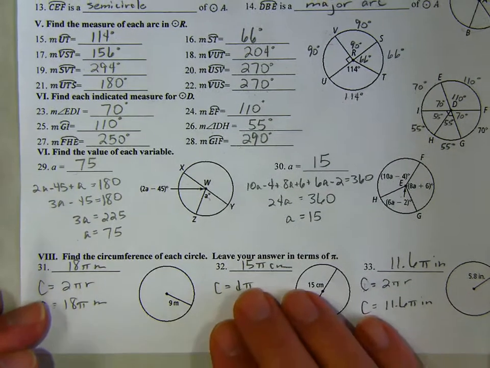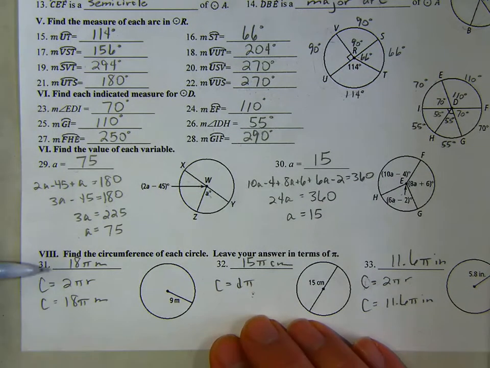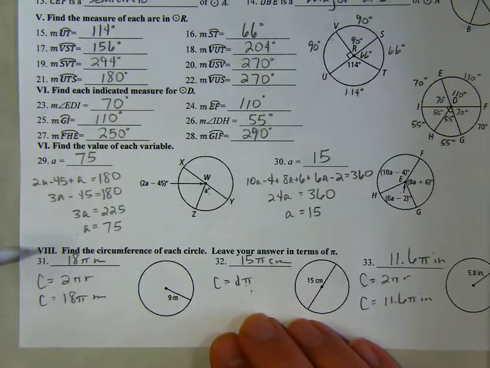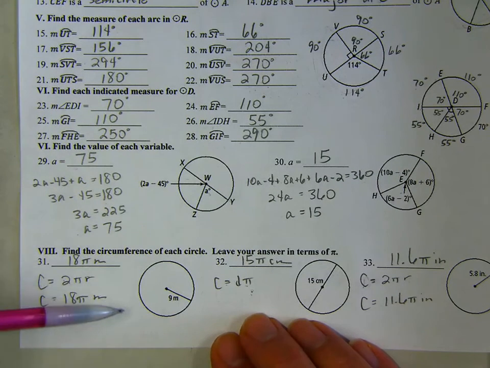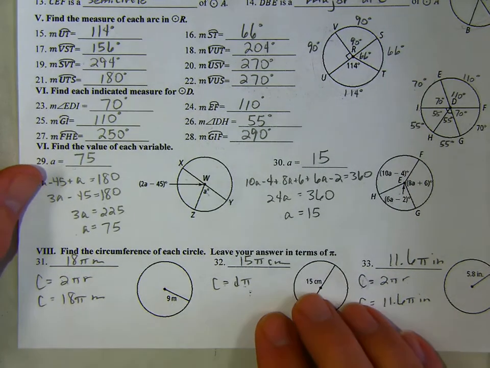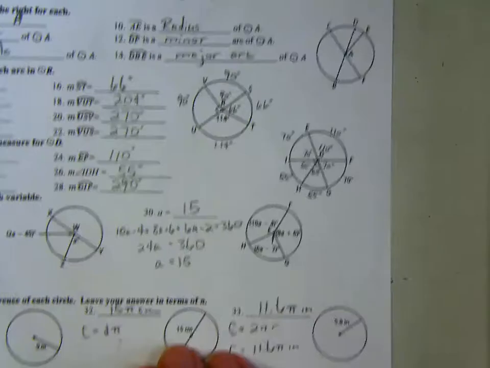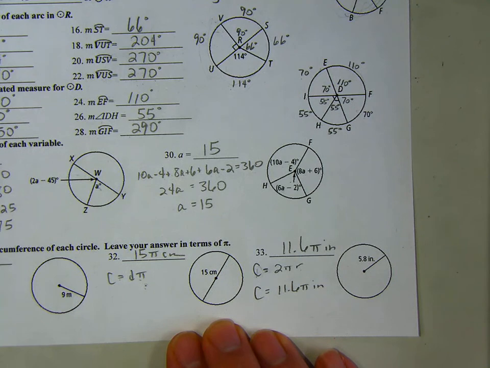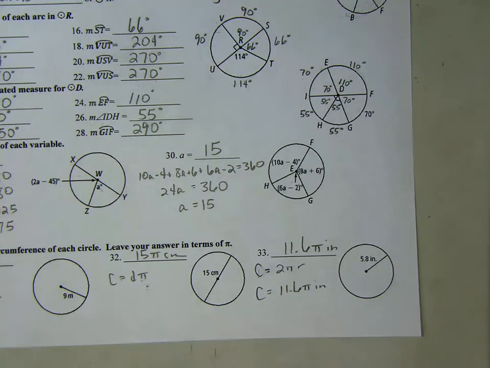The next two, just find the circumference. Circumference is either 2 pi r or diameter times pi. Here they gave me the radius, so it's 2 pi r, so 9 times 2 is 18 pi meters. Now it's a length, so it's just the unit, it's not units squared. 32 is 15 pi, because the diameter is 15 pi centimeters. And the last one, we have to double 5.8, we get 11.6 pi inches. 11.6 pi inches. All right, so that's circumference.